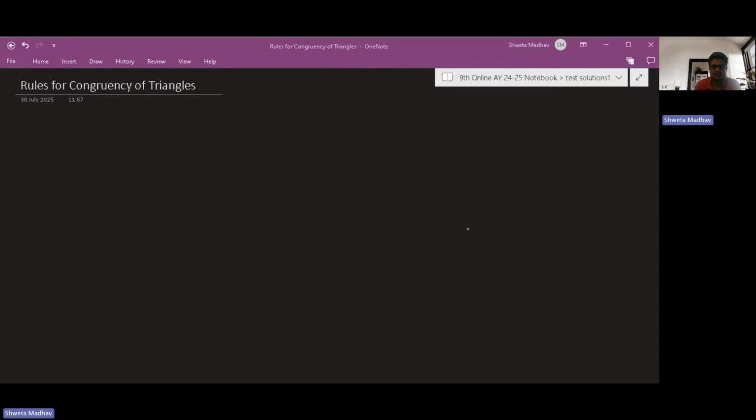So here we shall explain the rules of congruency of triangles. As we know, there are five rules of congruency of triangles. One of them is SSS. The full form of SSS is side, side, side. And there is SAS, which means side angle side.